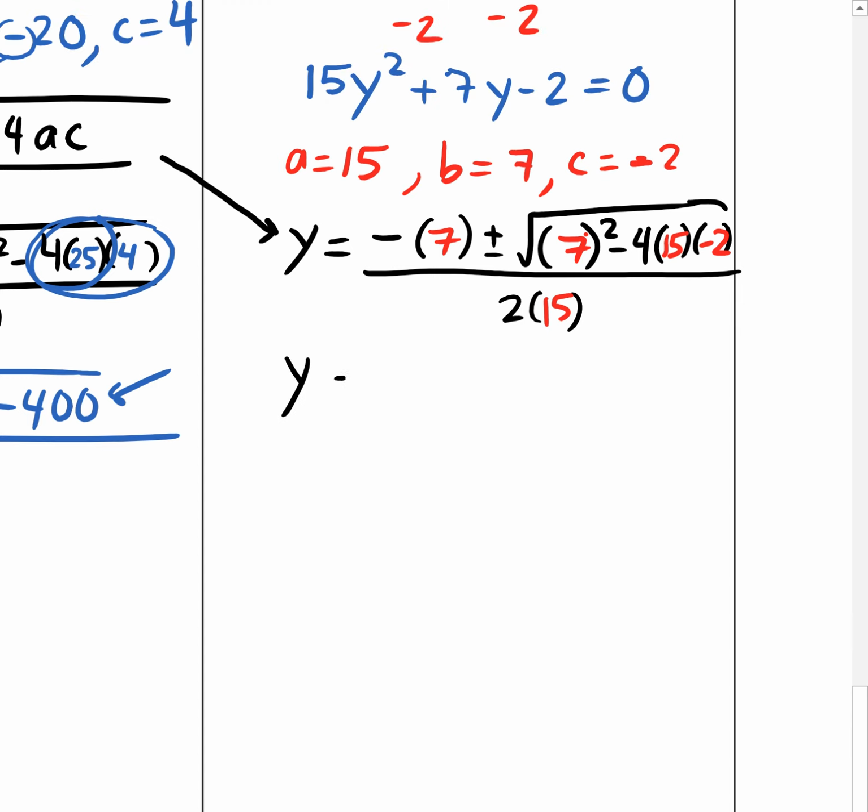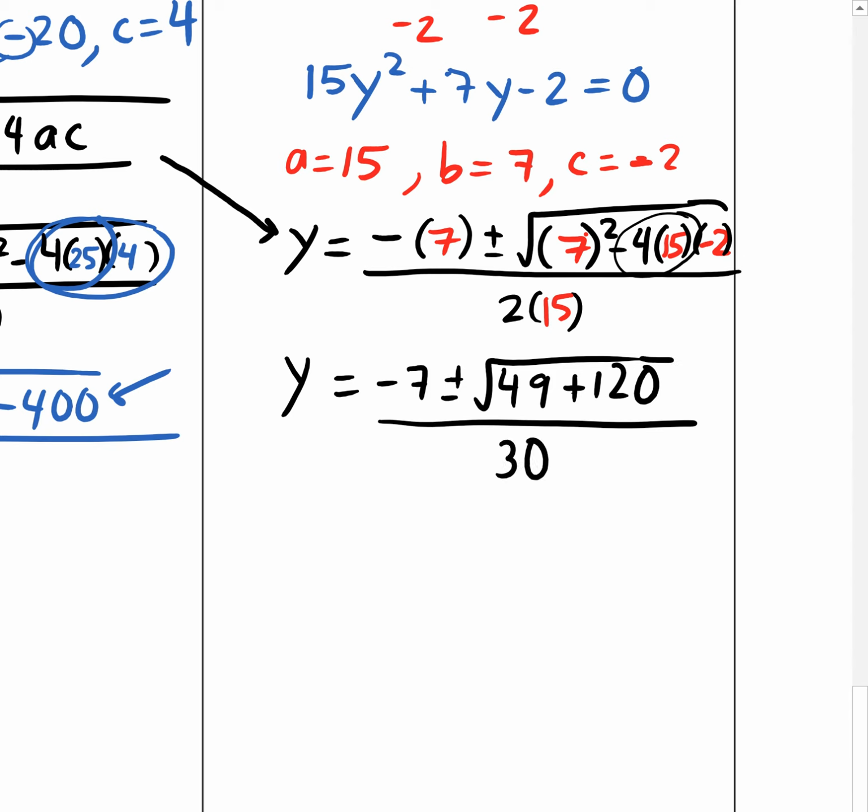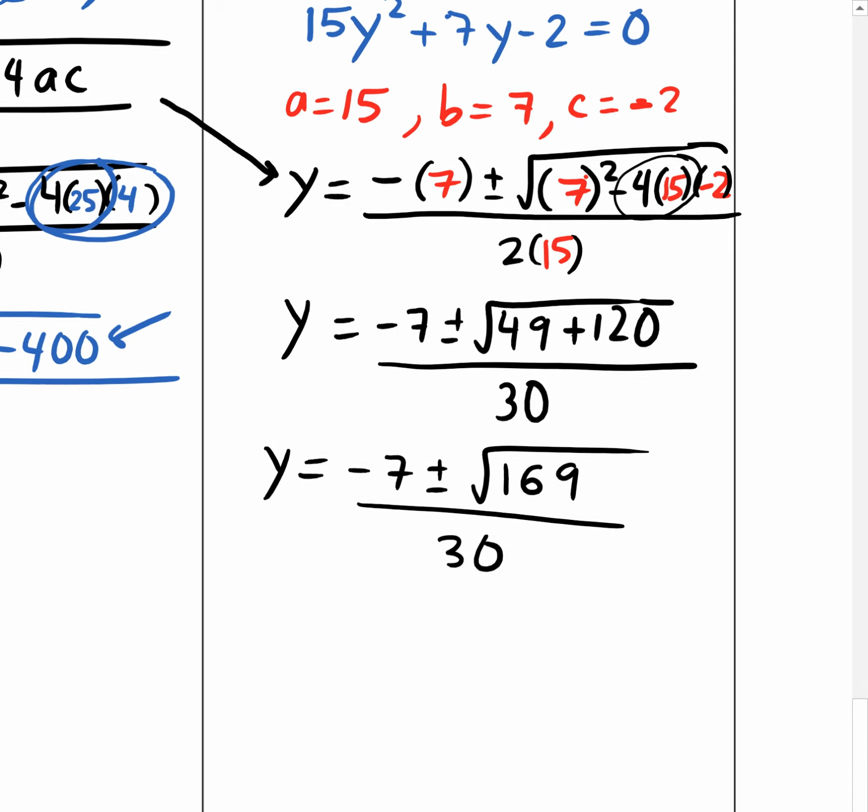You've got negative 7 plus or minus, let's see, that's 49. And you've got negative 4 times 15, that's negative 60. Negative 60 times negative 2 is positive 120. And that's all over 2 times 15, which is 30. So you've got negative 7 plus or minus the square root of 169, right? 120 and 49? Yeah. Over 30. Okay, so far so good.